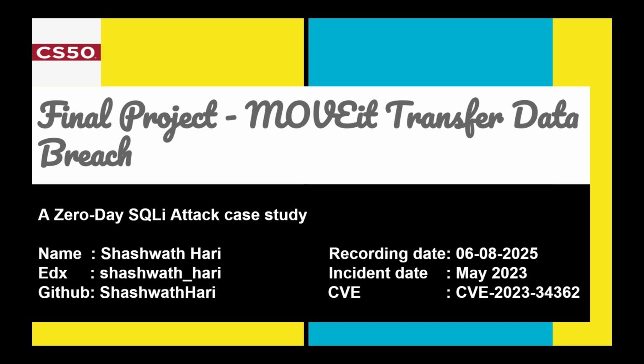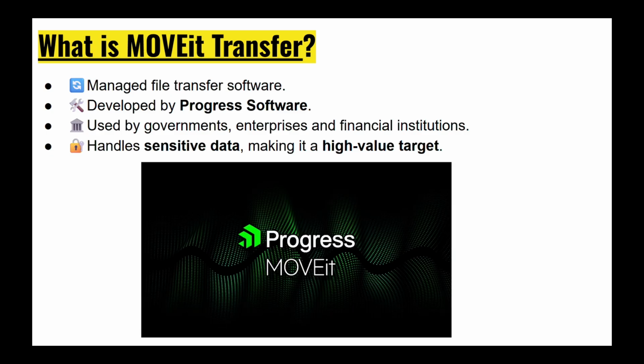Today, I'll walk you through a real-world cybersecurity incident, the MOVEit Transfer Data Breach, which occurred in May 2023 and involved a zero-day SQL injection vulnerability, officially tracked as CVE-2023-34362. We'll explore what happened, how the attackers exploited the vulnerability, and what went wrong from a security standpoint. Let's get started. MOVEit Transfer is a managed file transfer solution developed by Progress Software.